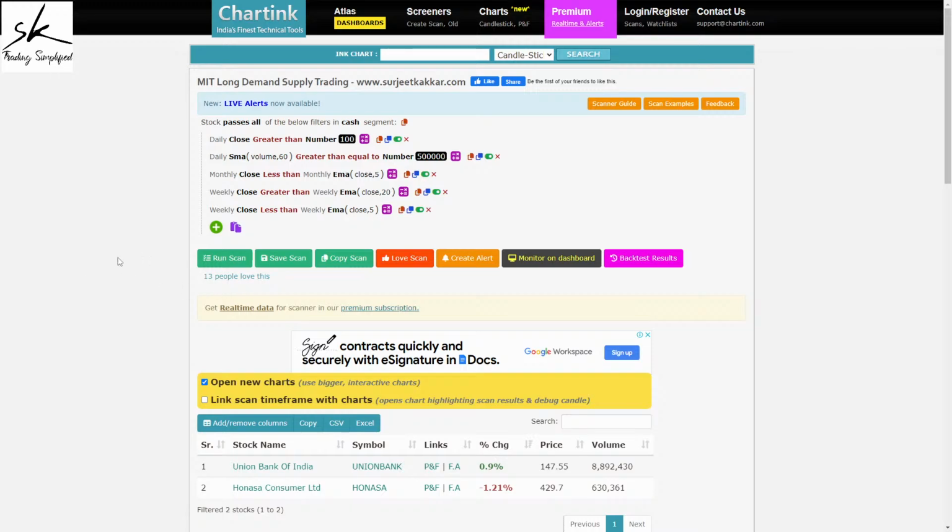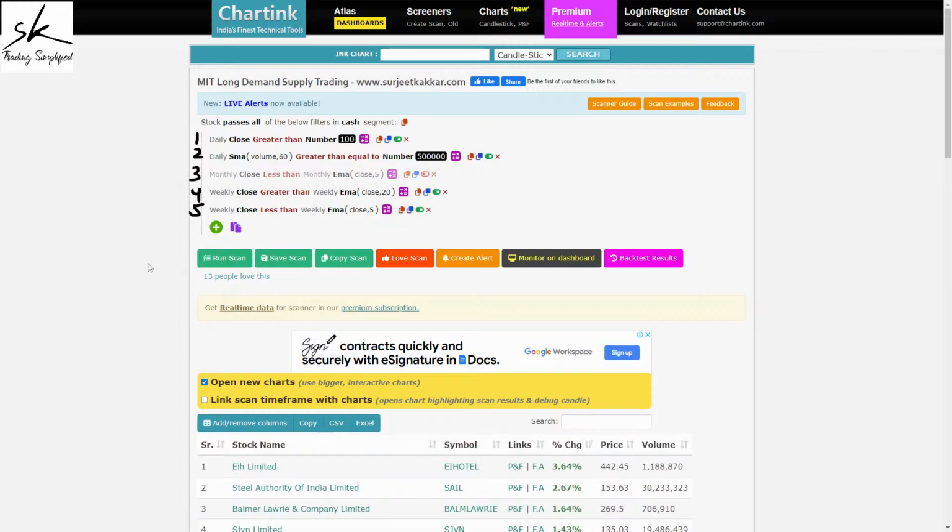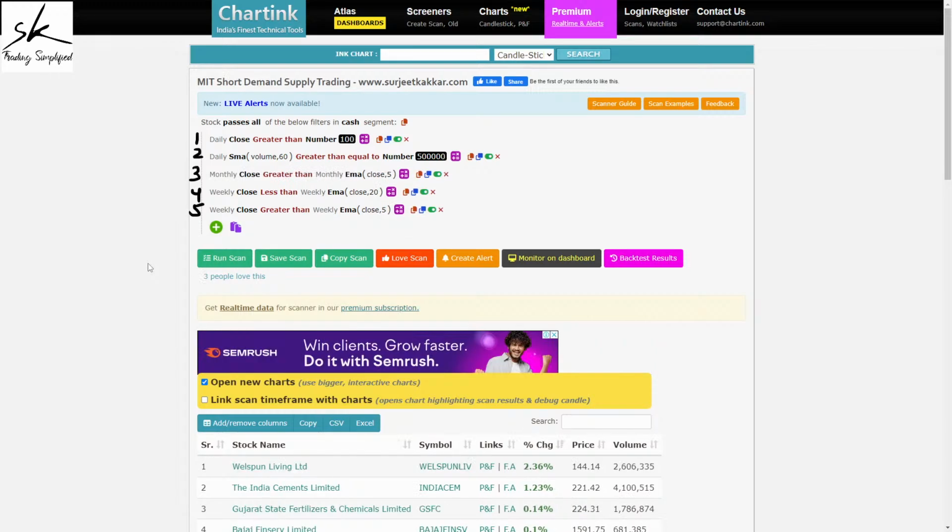Or even otherwise, if you want to always look at a little bigger list so that the probability of finding a tradable opportunity increases, then what you can do is, you can see that in this scanner I've given 5 different conditions. You will disable the third one and run the scan again, and I'll do exactly the same thing here. I'll disable the third one and run the scan again.